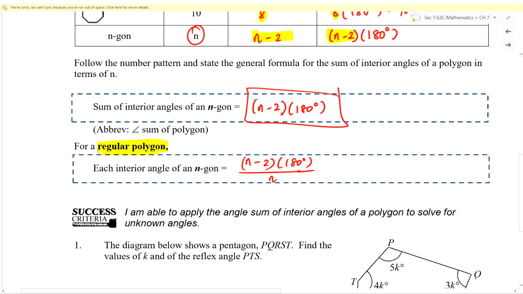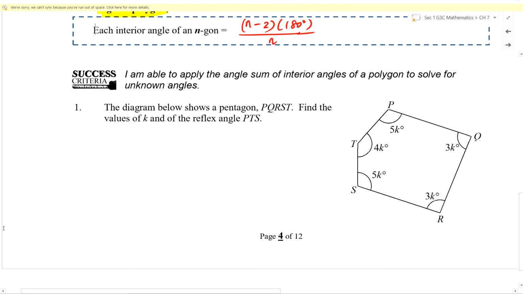Okay, so concept-wise, any issues? Anything you need to clarify? Okay. Now, we need to find out what these angles are. Find the values of k and the reflex angle PTS.